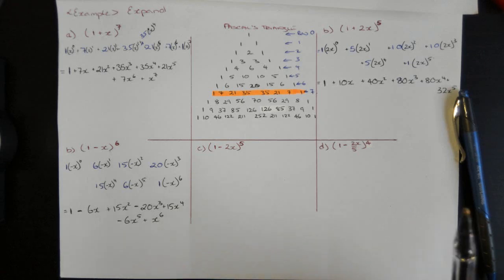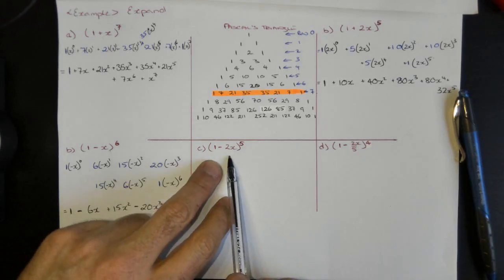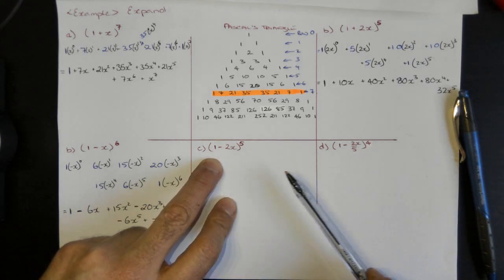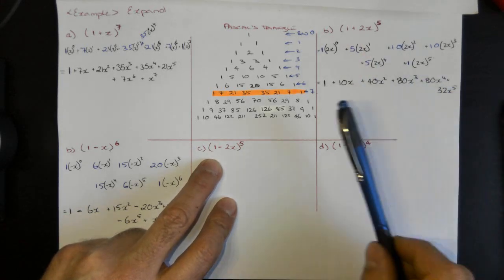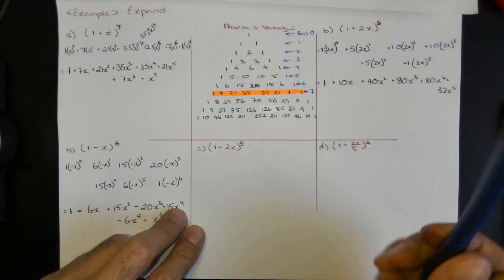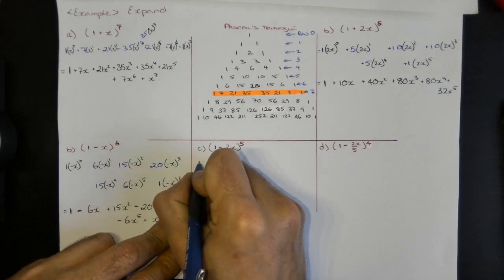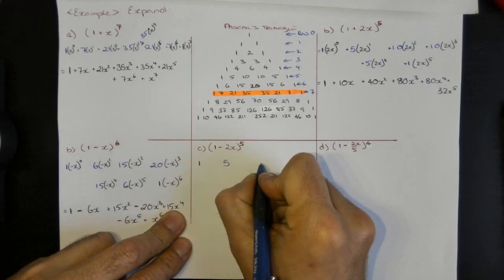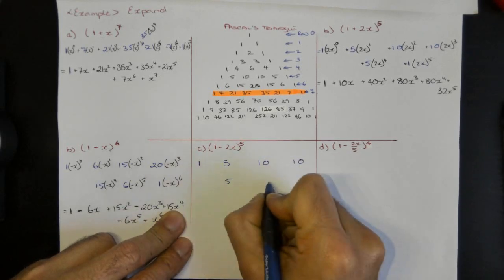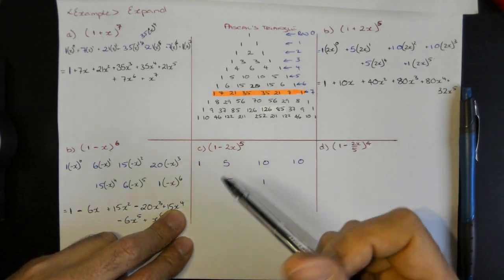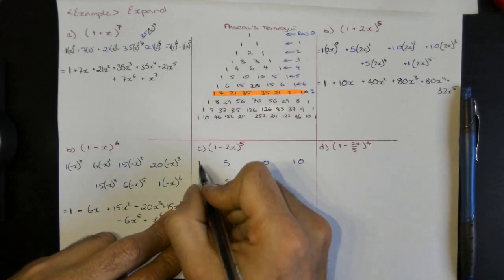All right, so let's look at this one: 1 minus 2x to the power of 5. That's going to be the same as what we've got up here to start with, so I'm just going to write the same coefficients. Now, instead of the term being 2x, it's going to become negative 2x.